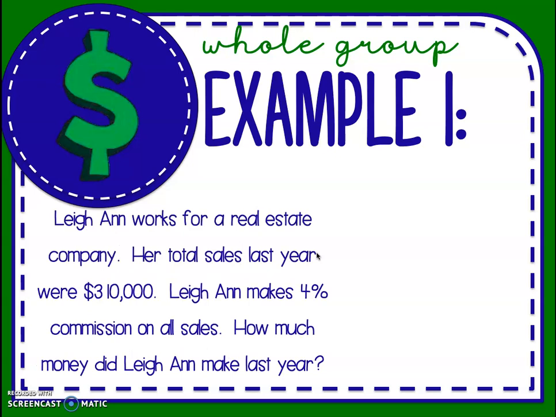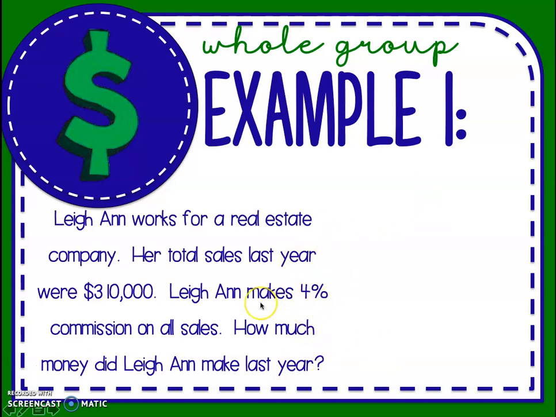Leanne works for a real estate company and her total sales last year were $310,000. Leanne makes a 4% commission on all sales. How much money did Leanne make last year? So in this case, commission is that part of the money that she is paid based on how much sales she makes for the company, and she gets 4%.